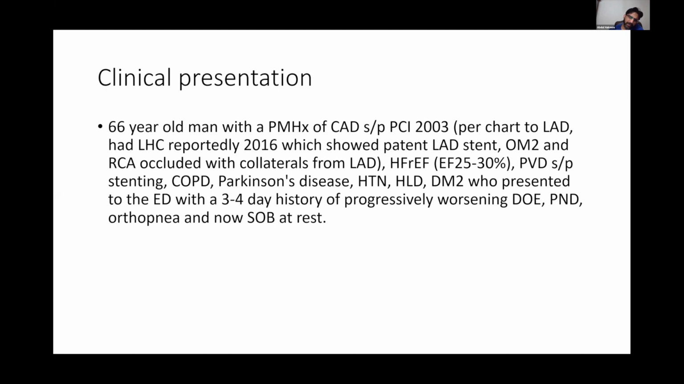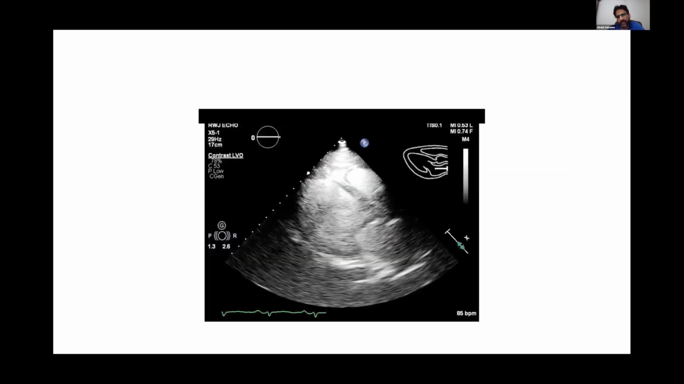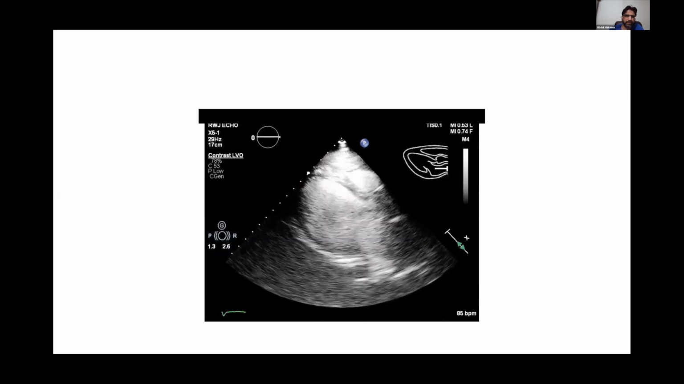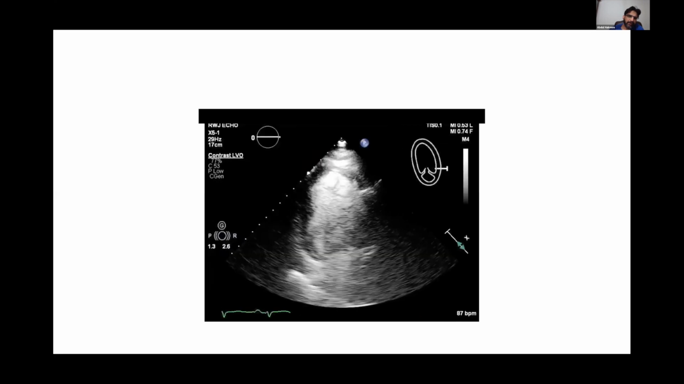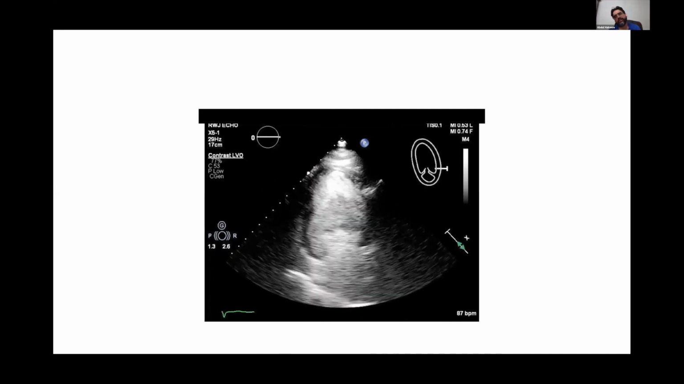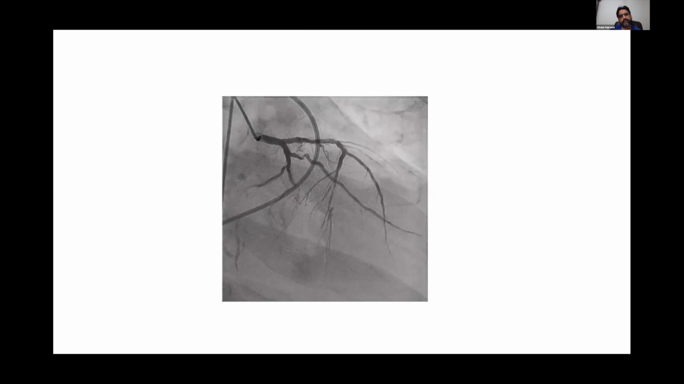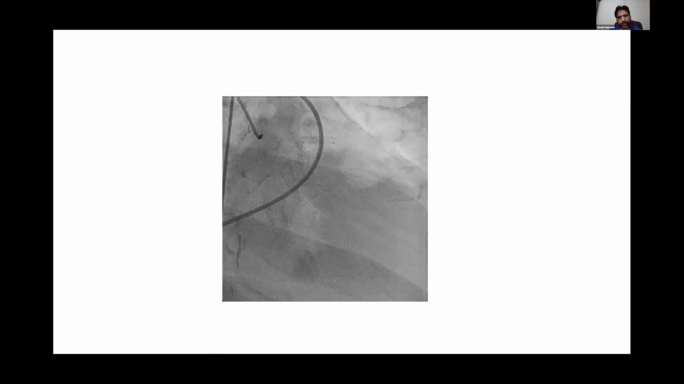He was diuresed, and we got an echo, and you can see his LV is dilated. His ejection fraction is really reduced to 15 to 20%. So given his history of CAD, once he was stabilized from a heart failure standpoint, he was brought to the cath lab. My first question for the experts here is, what kind of stent is this?